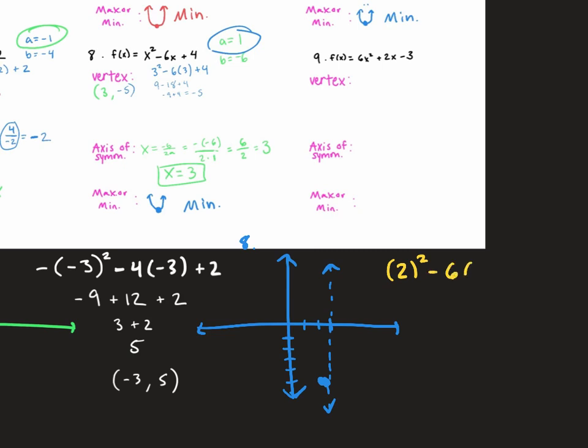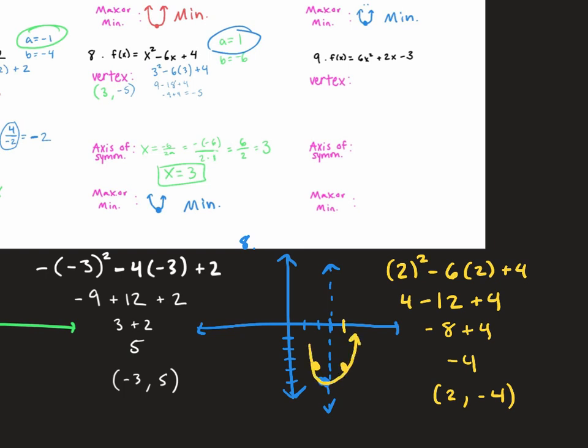So 2 squared minus 6 times 2 plus 4. So 4 minus, what's 6 times 2? 12 plus 4. What's 4 minus 12? Negative 8. And what's negative 8 plus 4? Negative 4. So we plugged in 2 and got negative 4. So we go to the right 2 and down 4. And then what's our third point going to be? Same thing on the opposite side. Then we just connect our 3 points with our parabola.